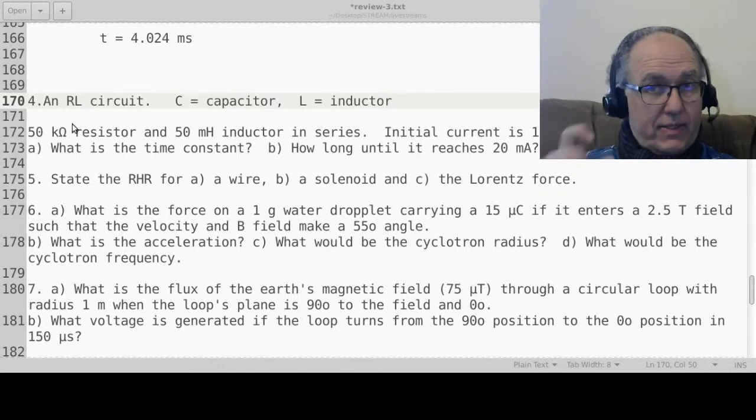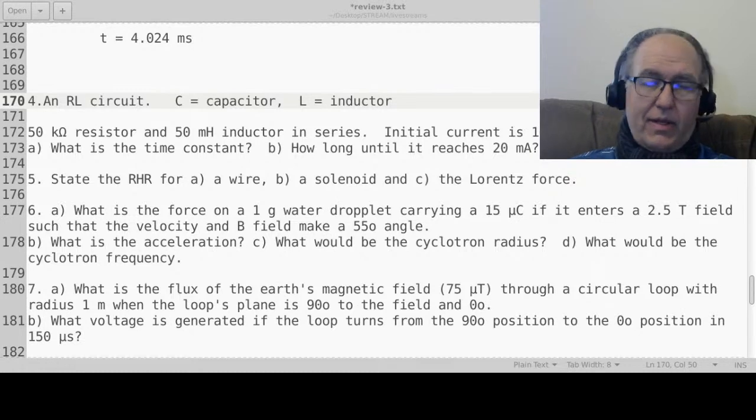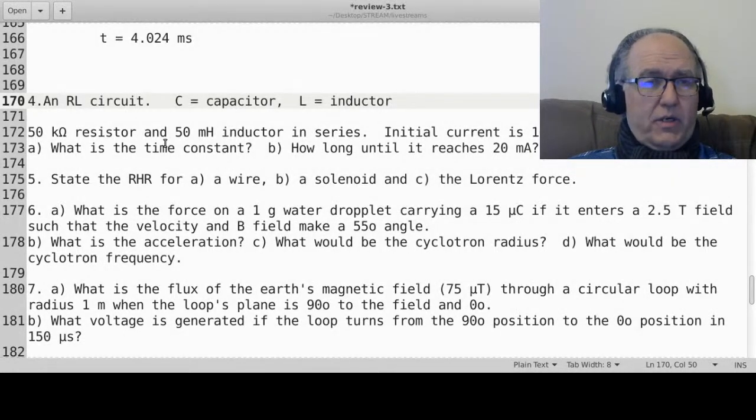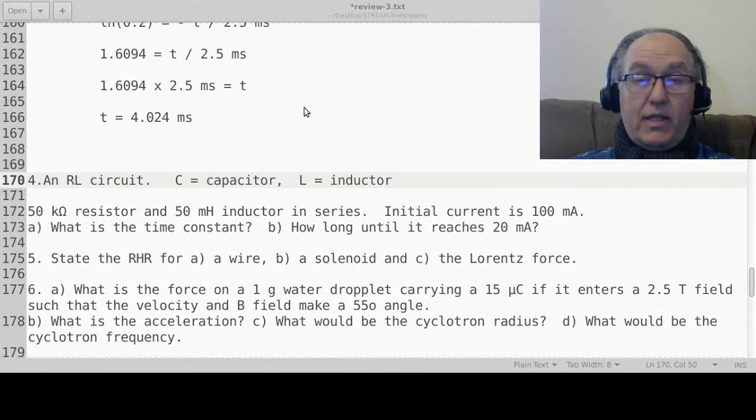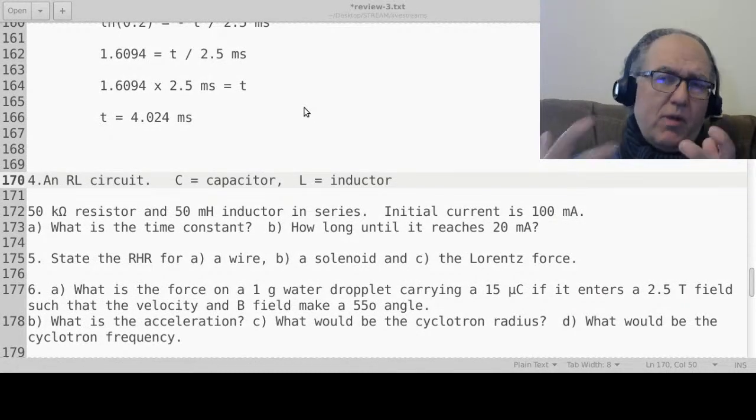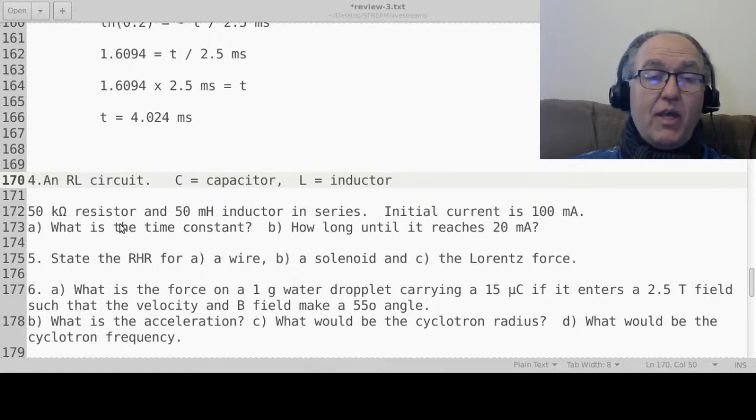Okay, so the time constant is a little bit different for an inductor, or for an RL circuit. Let's read this problem. You'll see that the numbers are kind of similar to the previous problem, because I want to show you that the two are quite similar.